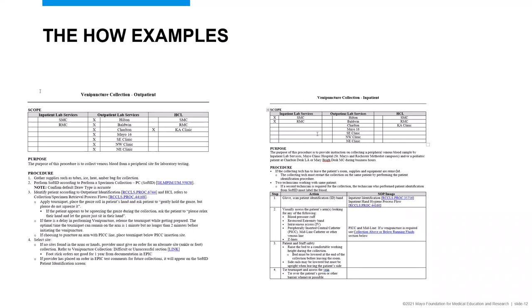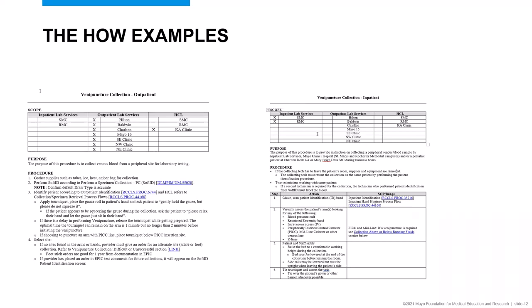So if you look again at the outpatient one, you can see there's also a scope and all the different areas that this one includes, all the different outpatient areas, because it's specific to outpatient. It also has a purpose. The purpose of this procedure is to collect venous blood from a peripheral site for laboratory testing. That's what the outpatient area does.